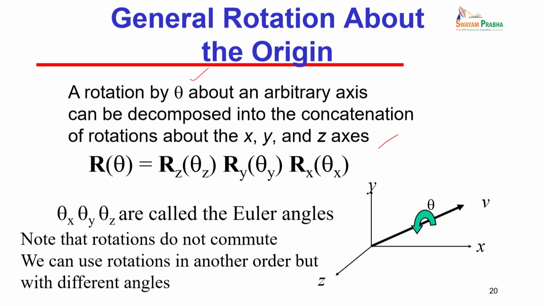Euler angles are written that way in honor of him, and note that rotations do not commute. We can use the rotations in another order, but with different angles. So, that is the symbol we have to denote with the affine transformation of rotation.